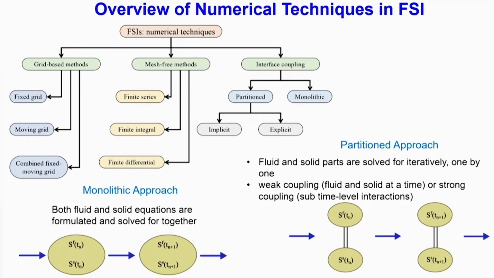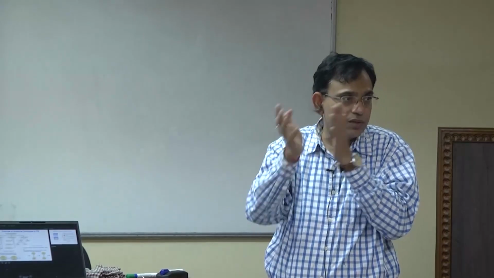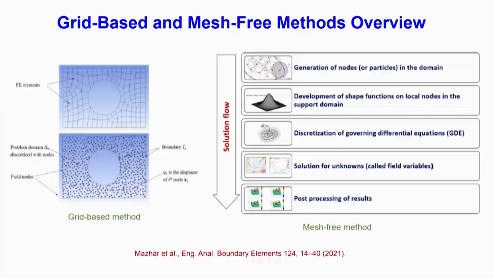In the partitioned approach, fluid and solid parts are solved iteratively one by one, and then you couple them with weak coupling, that means fluid and solid at a time, or strong coupling, that means you divide your time step into finite time steps, and over some time step you talk about the fluid interacting with solid and maybe the other way. So, these are all there.